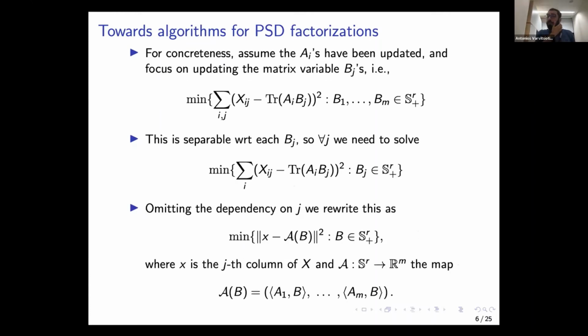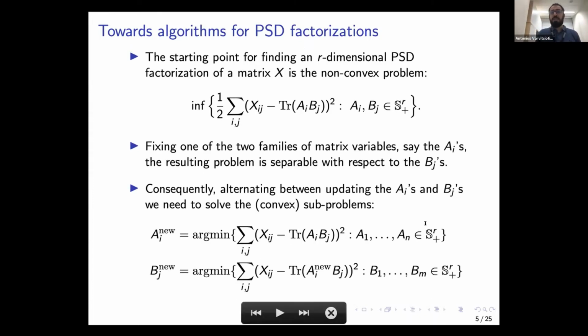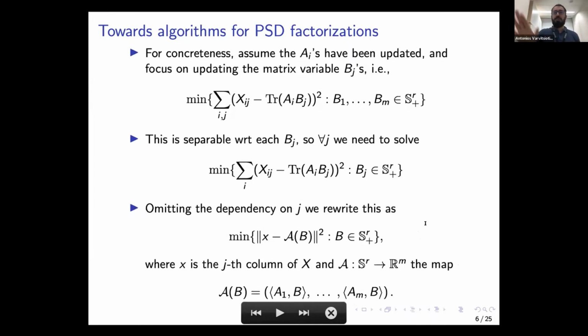I don't want to be talking about both of these things, so we're just going to focus on one of them, because everything is entirely symmetric. For concreteness, let's say we have updated the Ais, so the Ais are fine, and now we need to worry about the Bjs. So I need to solve this problem. And if you stare at this for a second, you realize that this is separable with respect to the Bjs.